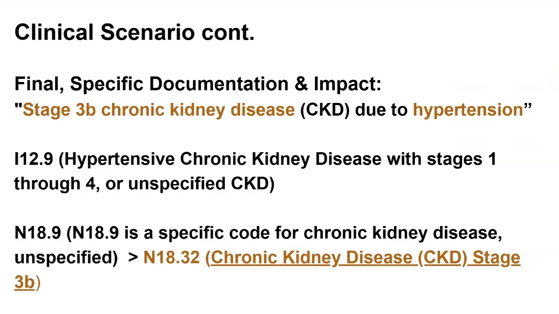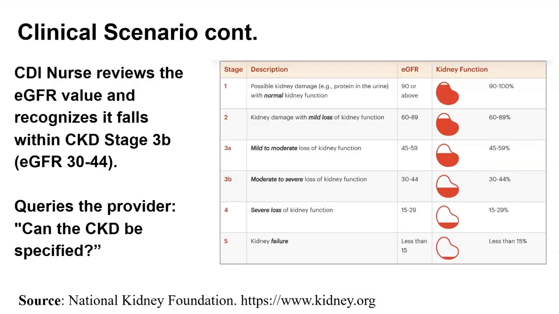Okay, so let's look at how it changed. Now the final and specific documentation and the impact. So now we have the stage 3B. Let me go back because I think I moved over that really quickly. If we look here, remember we said the eGFR was 38. If you look down to the stage where it says 3B, moderate to severe loss of kidney function, look at the eGFR rate between 30 and 44, right? So that lets us know that 3B, based on that clinical evidence, would be the most appropriate CKD stage versus just having it as CKD unspecified.